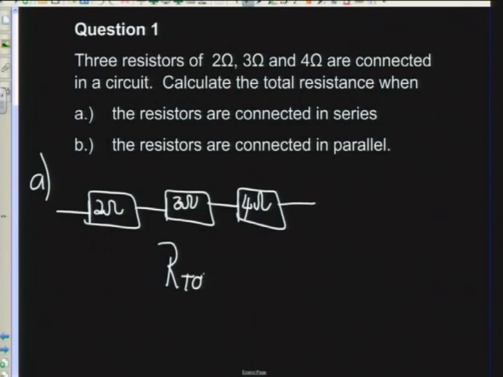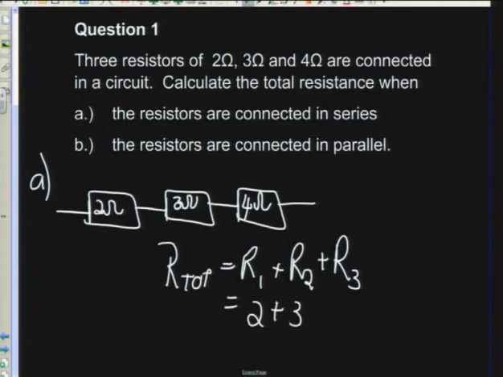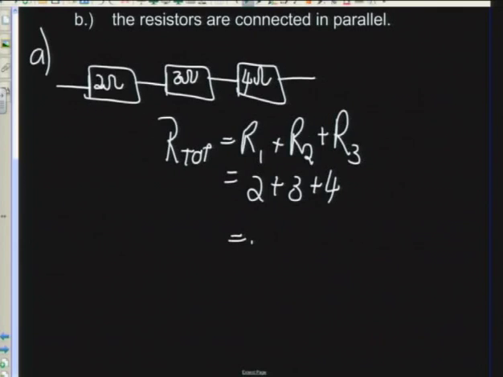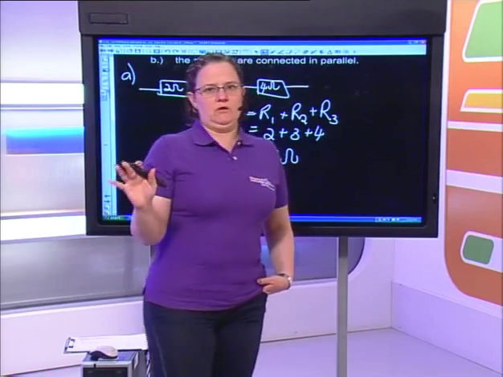So we're going to go, my R total would be my first resistor plus my second resistor plus my third resistor. So it's just going to be 2 plus 3 plus 4, which then gives me 9 ohms.